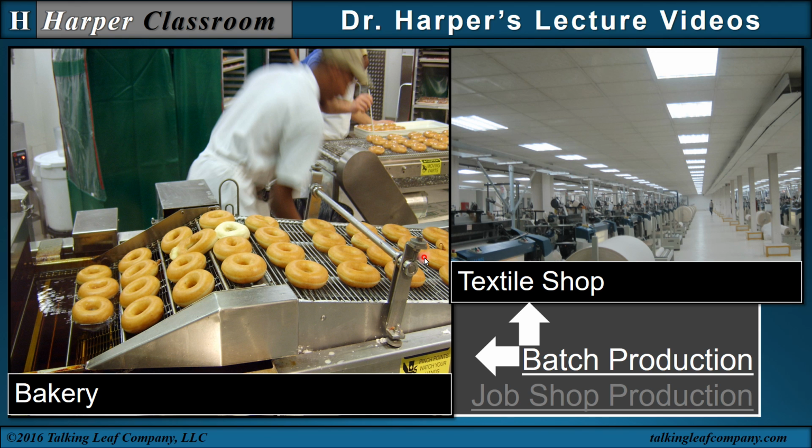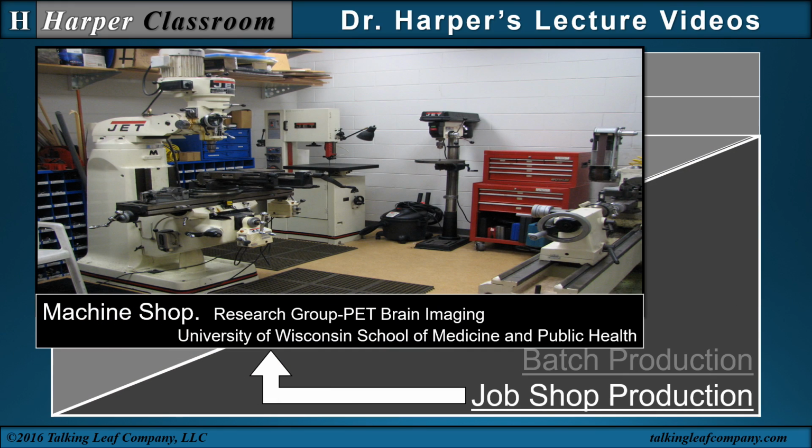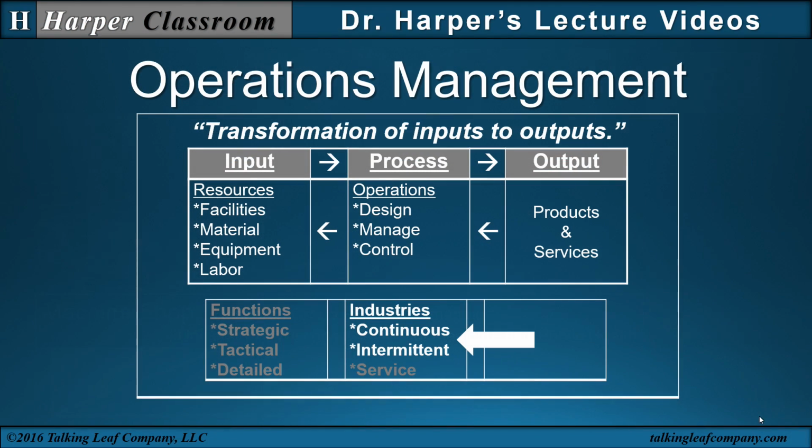different products. Now, when the number in a batch run becomes very small, and you don't have changeover, then you move to something called a job shop production. So here's an example of a machine shop and a research group for PET brain imaging machines. So this machine shop can fix one machine, or replace parts on one machine, or perform preventive maintenance on a small number of machines. The next type of industry is the service industry.